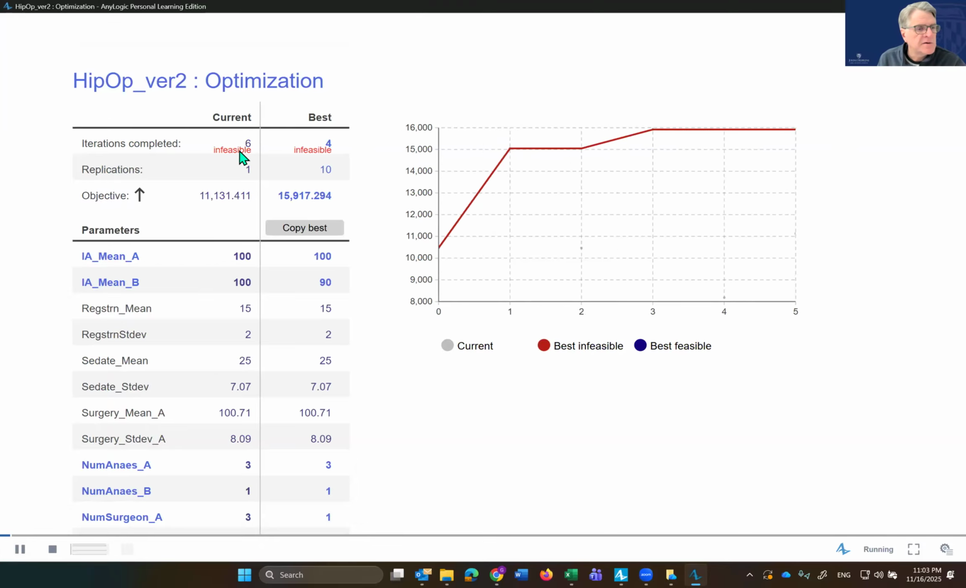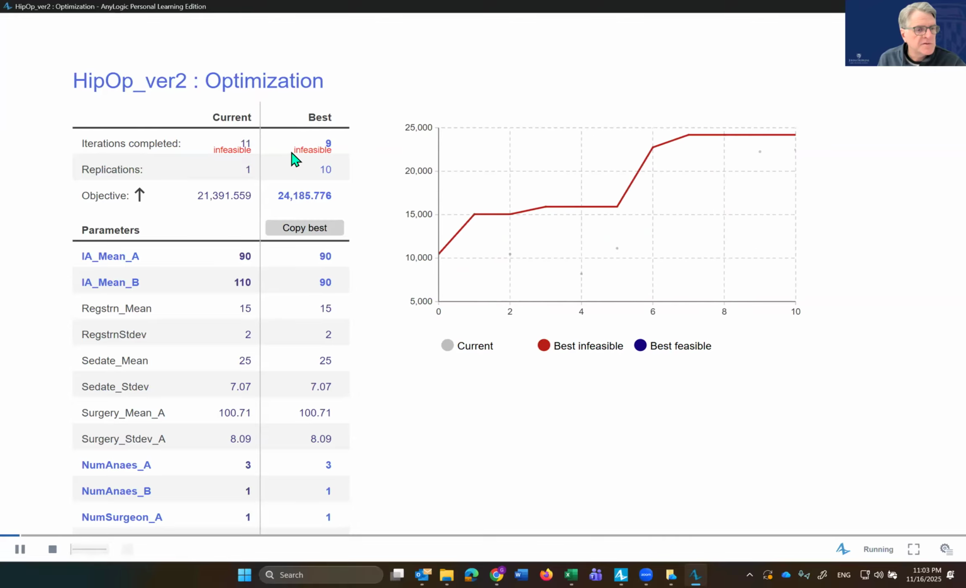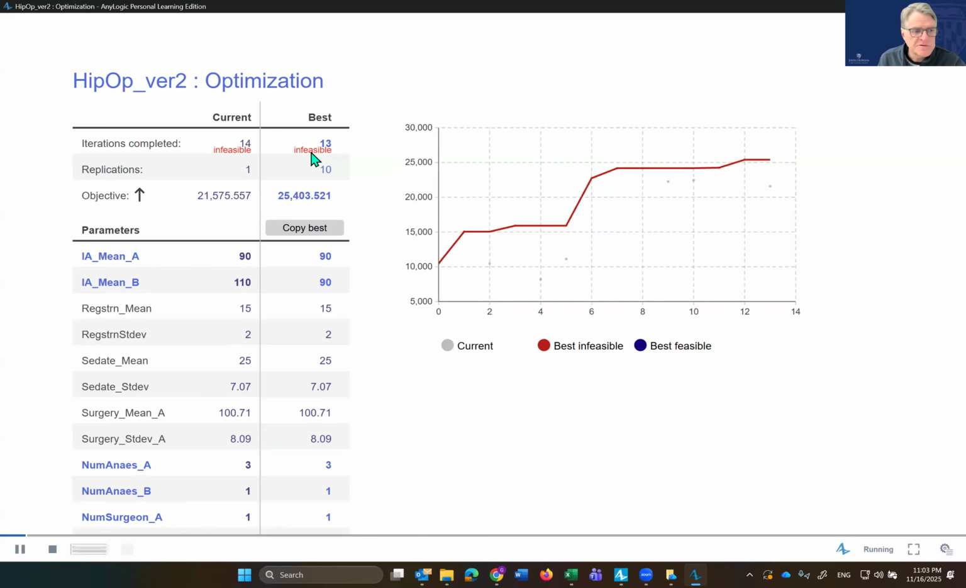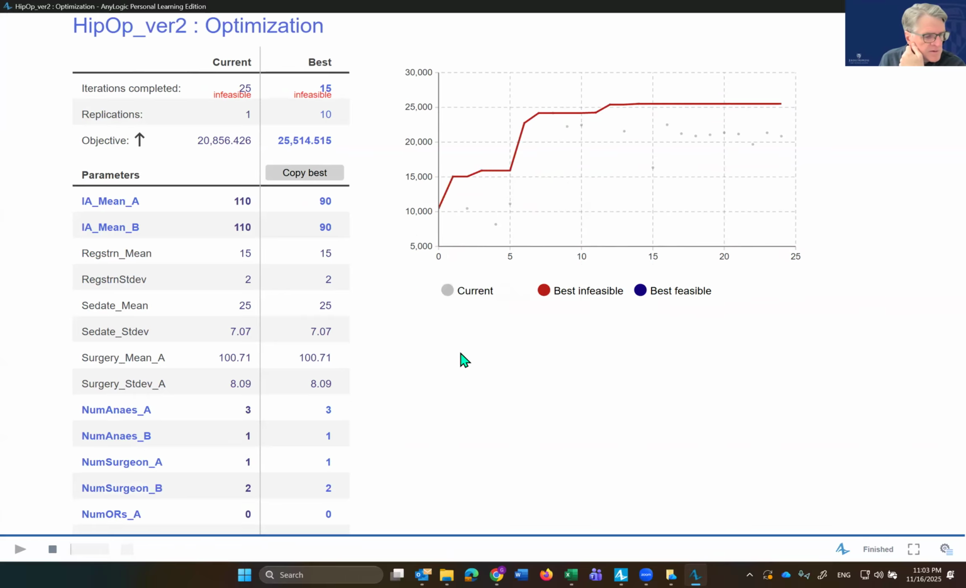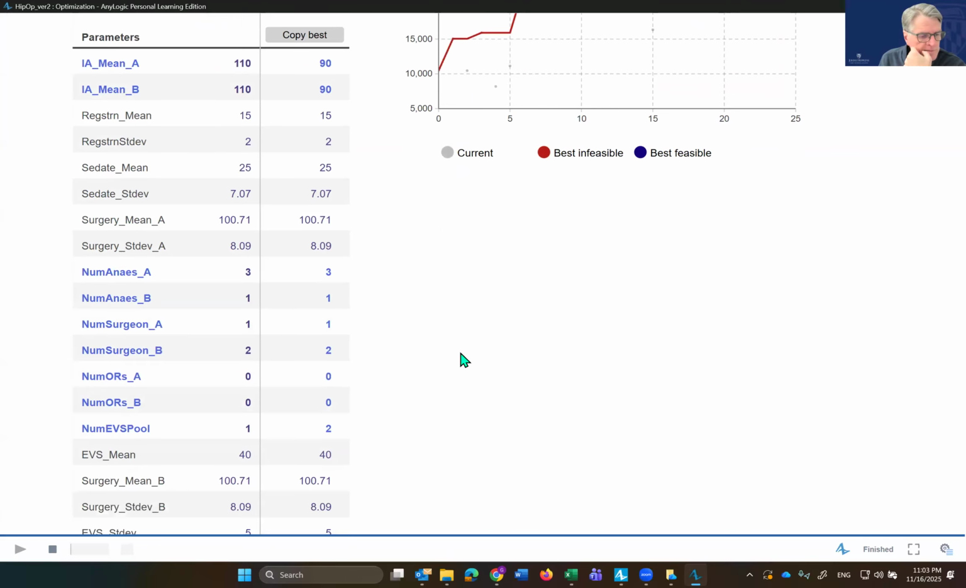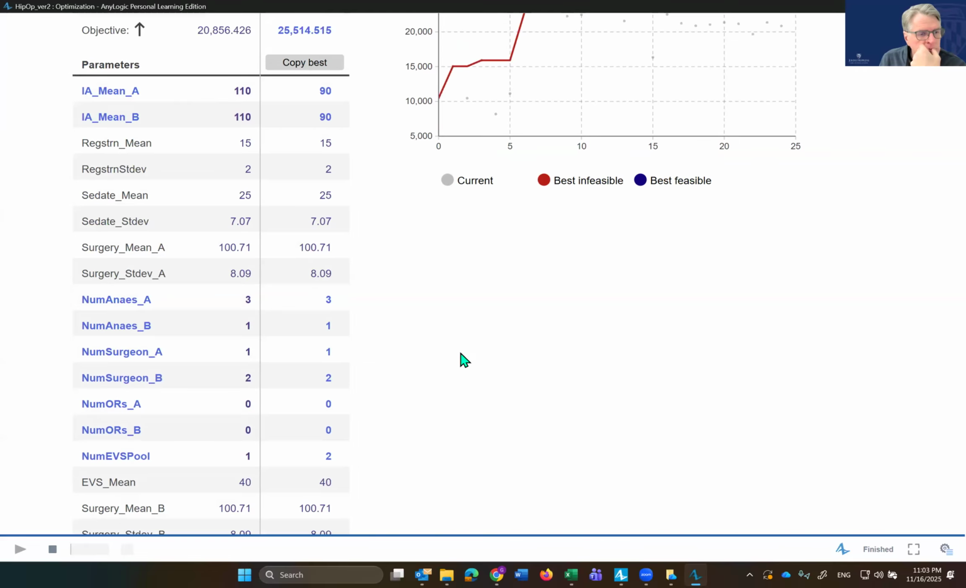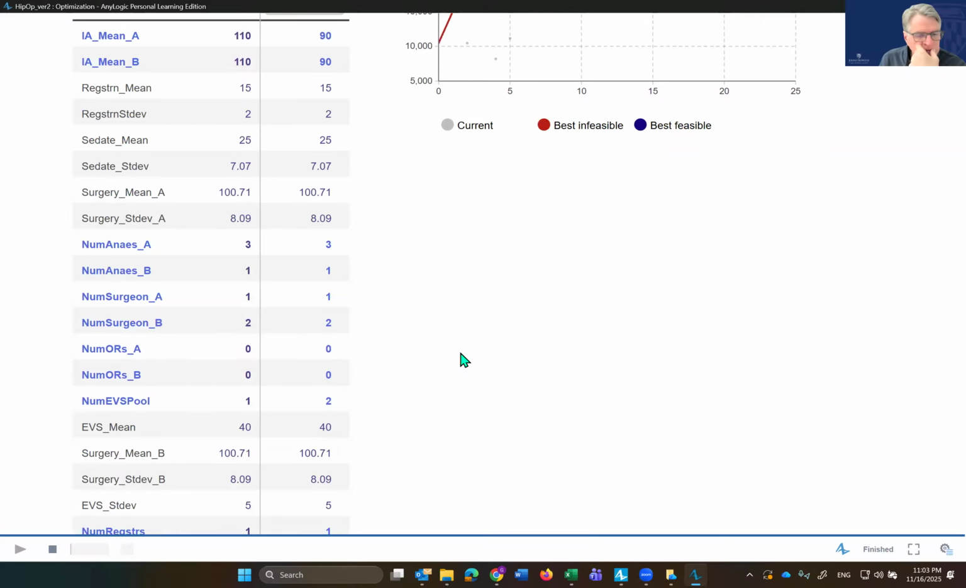All right, so it's running here, and you can see that the current ones are all infeasible. It hasn't found a feasible solution yet. And the red just shows the best infeasible one. Hopefully it's eventually going to find something that we can use. That's not the case.